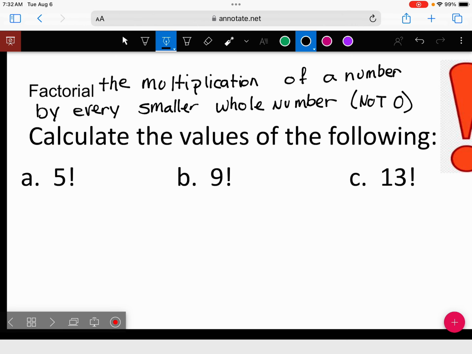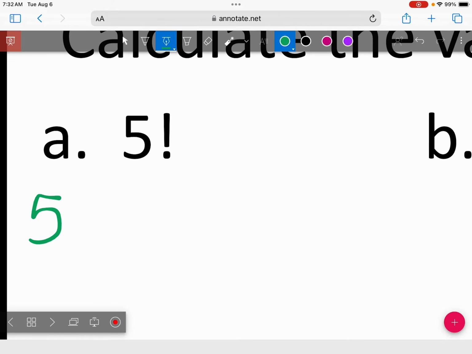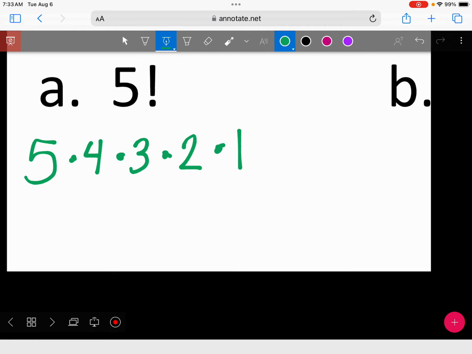So we read these as 5 factorial, 9 factorial, 13 factorial. That kind of vibe. So what it means for us to do 5 factorial is to take 5 and multiply it by all the smaller numbers. So we're going to take 5 times 4 times 3 times 2 times 1. That is 5 factorial. And we can calculate that just by typing it in the calculator. 5 times 4 times 3 times 2 times 1. Should be 120.